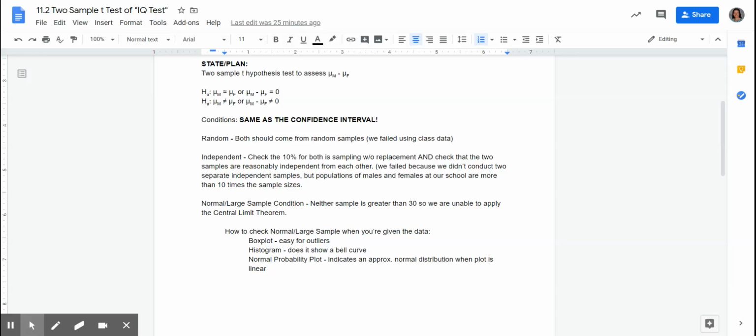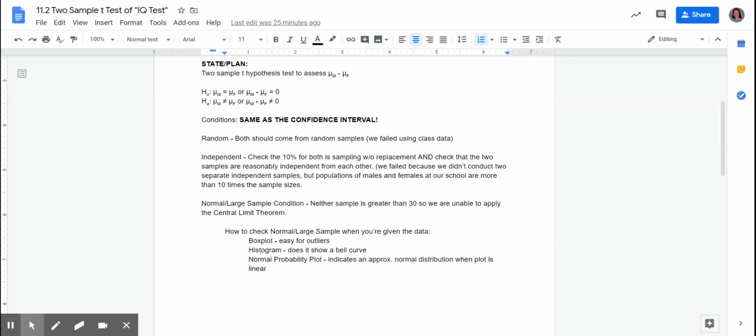Since both of our samples were less than 30, neither is greater than 30, we're unable to apply the oh-so-helpful central limit theorem. So when you're given the data, you can check the condition with one of these three graphs: the box plot, histogram, or normal probability plot.